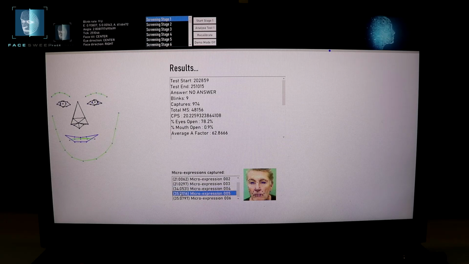The fifth facial event that FaceSweep will identify and drill down on occurs approximately 1 second later at the 35 second mark. This event picks up a face tilt to the center right, a slight gaze to the right and movement of the mouth to an almost open position.